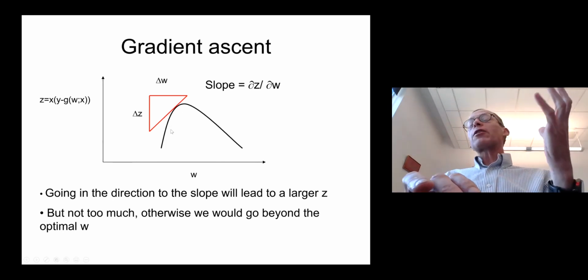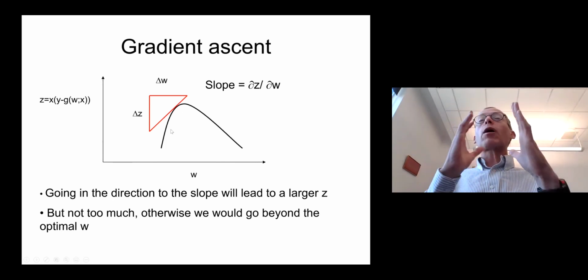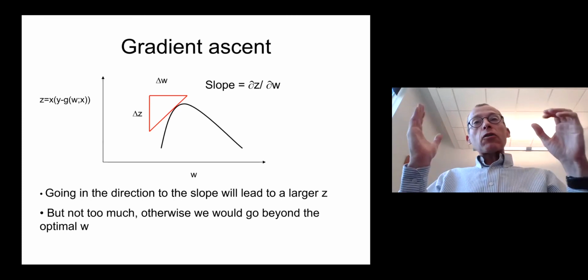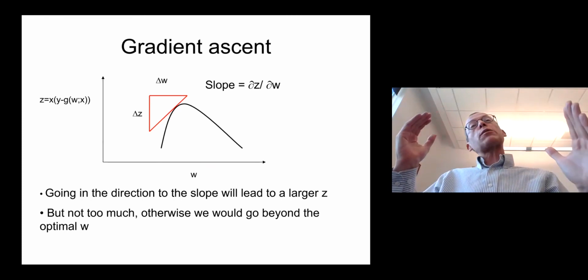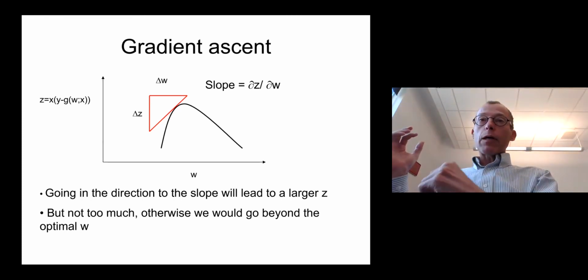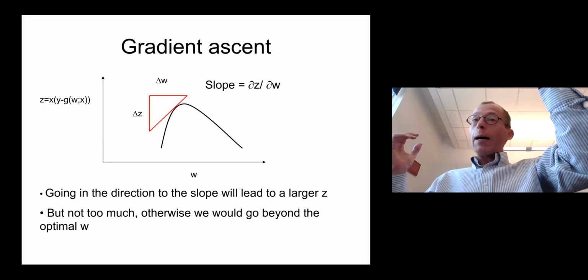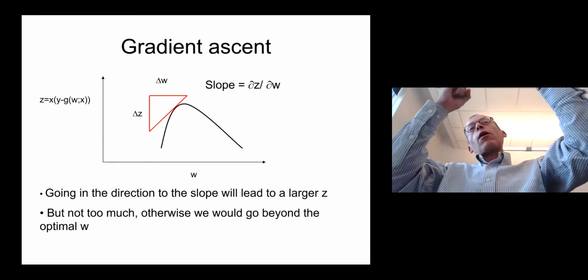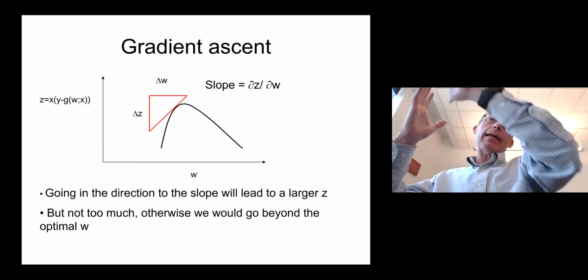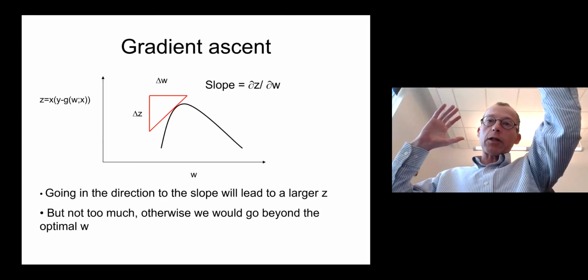We don't know how the function looks, but we can say more or less where we are on the function, not with respect to the peak, but with respect to whether we are going up or going down. If we are going up, we want to continue to go up until we reach the peak. If we are going down, we want to reverse that and start going back in the other direction.